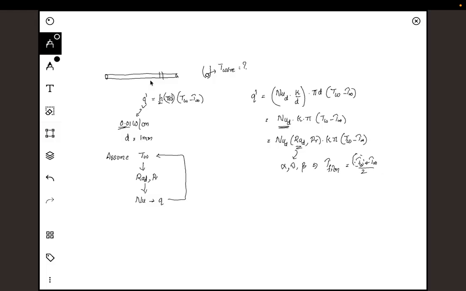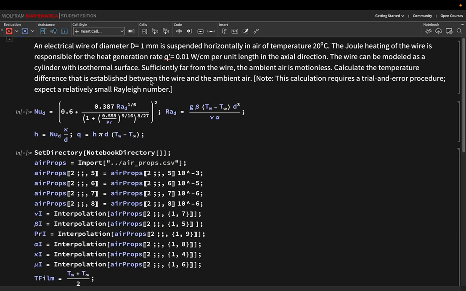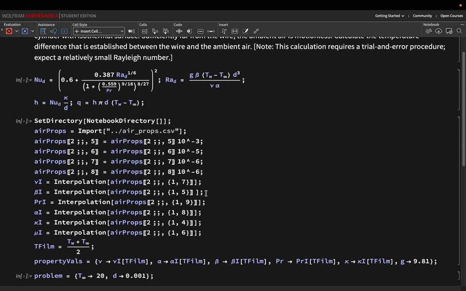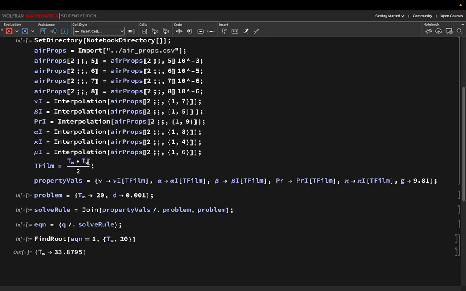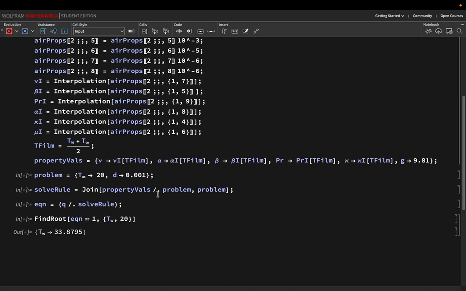Okay. So again, we'll use the same tool as before. So we have the correlation for Nusselt number given by this, and we know Ra as g beta delta T d cubed by nu alpha. h is given by Nu times k by d, and q is h times the circumference pi d times Tw minus T infinity. These are the equations that we have, and we load the air properties, get the film temperature as Tw plus T infinity by 2, and evaluate all the properties at the film temperature. So all I have to do is take the problem statement, which is T infinity equal to 20 and d is 1 mm, and then I have to solve it.